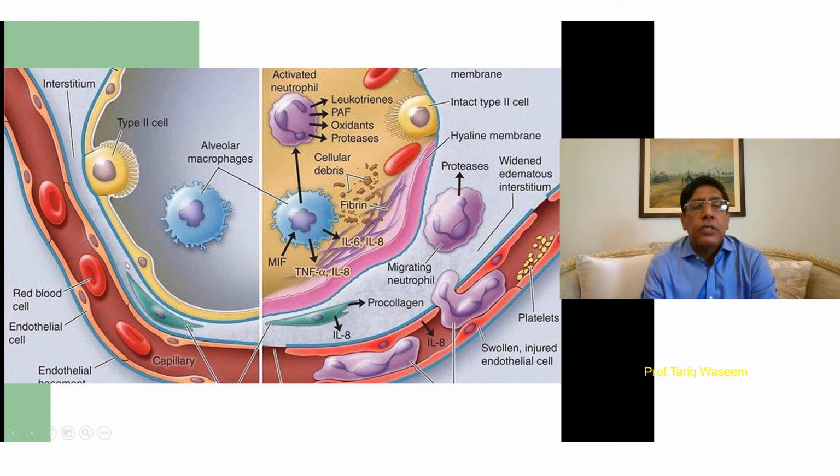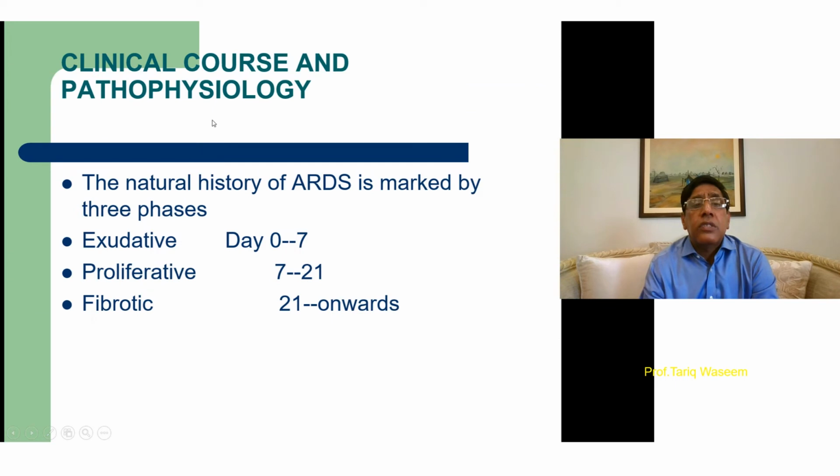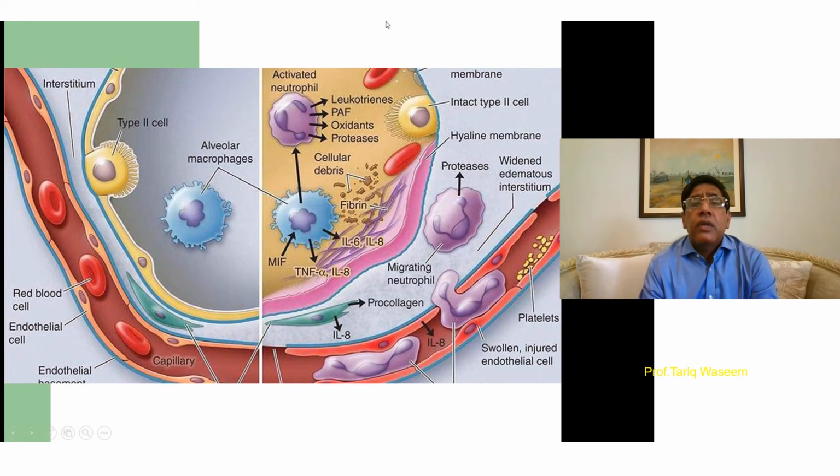This is the interspace, which does have some fibroblasts. And this is the alveolar membrane. There are type 2 cells over this alveolar membrane, and then there are a few alveolar macrophages. This is what we have normally.